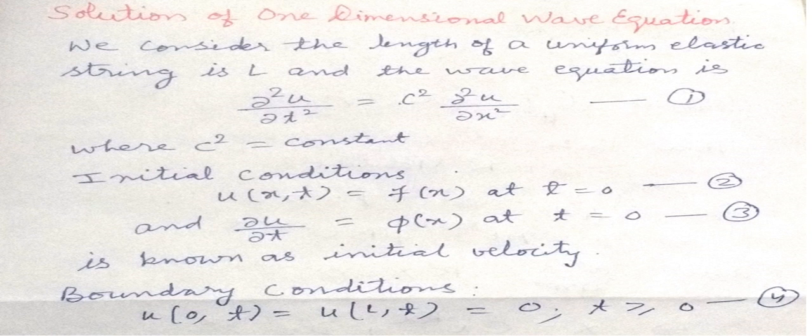We consider the length of a uniform elastic string is L, and the wave equation is given by del 2u upon del t square equal to c square del 2u upon del x square, where c square is a constant. Initial conditions are given as u(x,t) equal to f(x) at t equal to 0 and del u by del t, which is known as initial velocity, is given by phi(x) at t equal to 0. The boundary condition is given as u(0,t) equal to u(L,t) equal to 0, where t is non-negative.